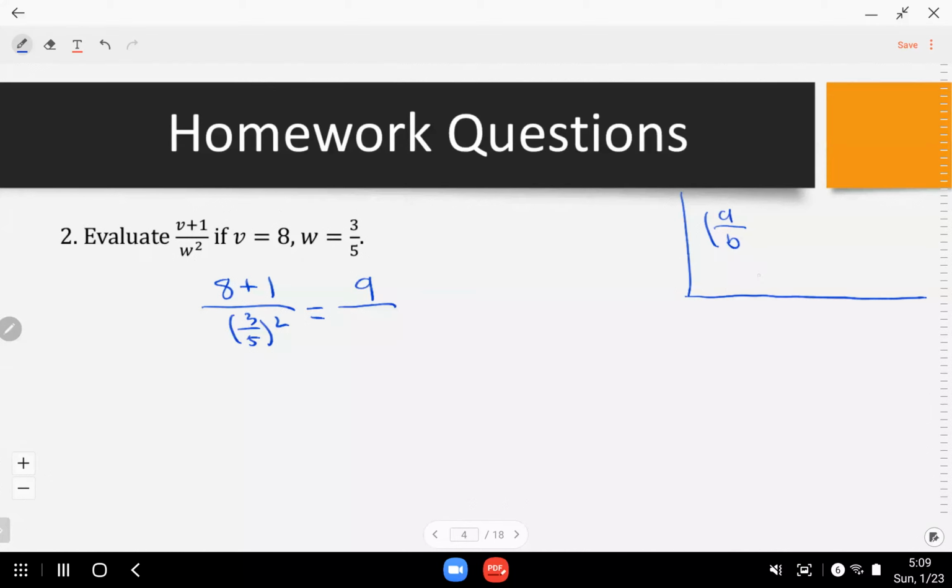Just a quick note. When you square a fraction, this basically equals a squared over b squared. So if you're squaring 3/5, then it's going to be 3 squared over 5 squared.